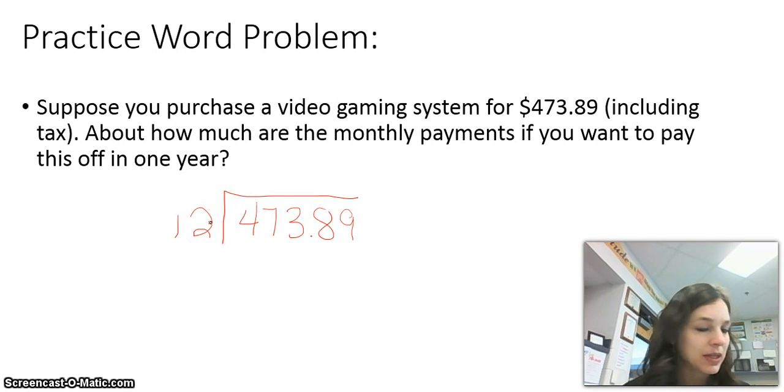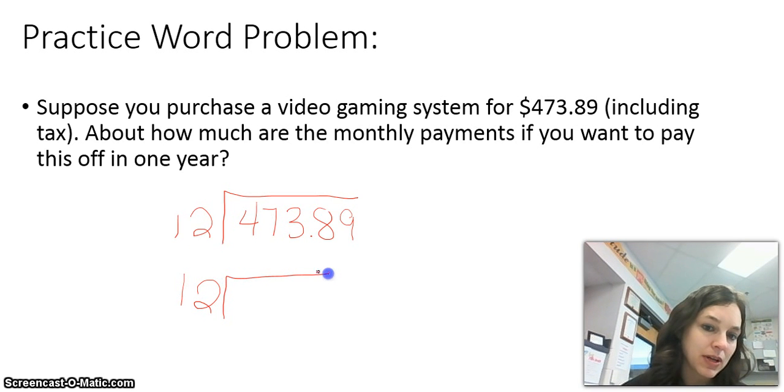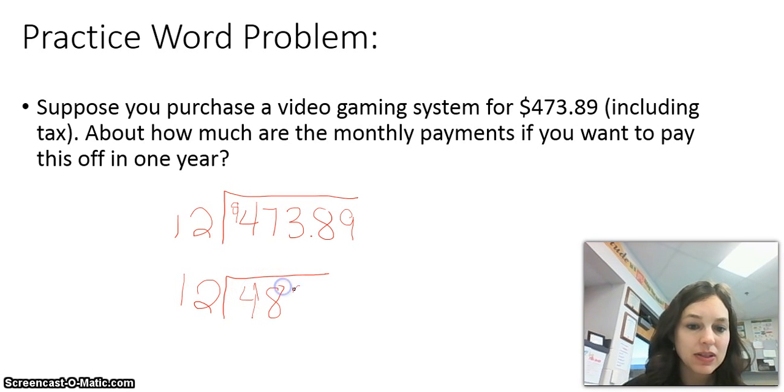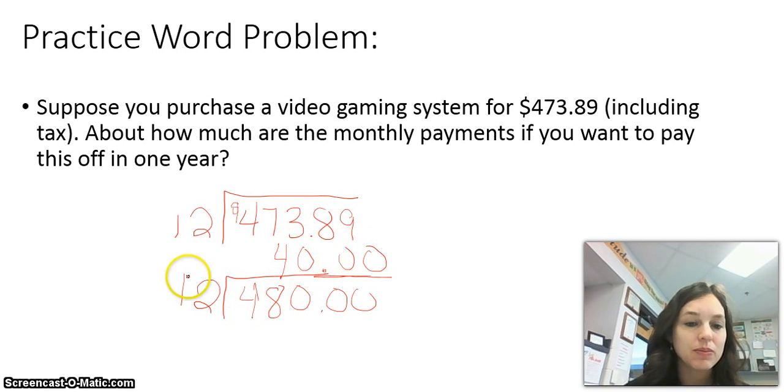If we're rounding, we could keep 12 actually, and we could round $473.89 to 400 and $80. We know we've rounded up, so we know that our monthly payments will be a little bit less than this, but we can still afford it. Then we know that 12 will go into 48 4 times with all zeros behind it, so our monthly payments would be about $40.